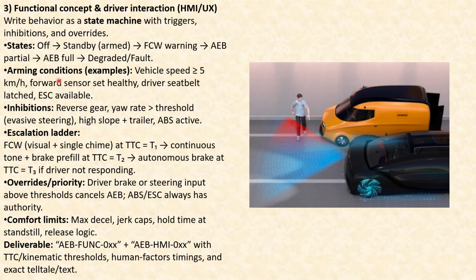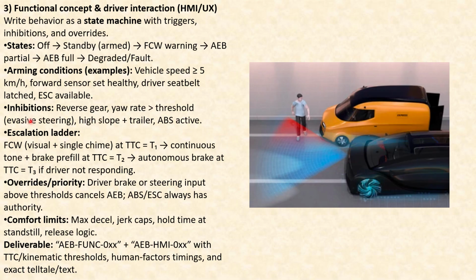Now arming conditions, under what conditions will the AEB get activated or armed? Vehicle speed should be greater than 5 km per hour. Forward sensor is set healthy, whether it is a radar or a camera, this should be set in a healthy manner. And driver seat belt latched, because this is extremely important. Some OEMs go to the extent of saying in a legal manner that if driver is not wearing the seat belt, the efficacy of these ADAS features will drastically come down.